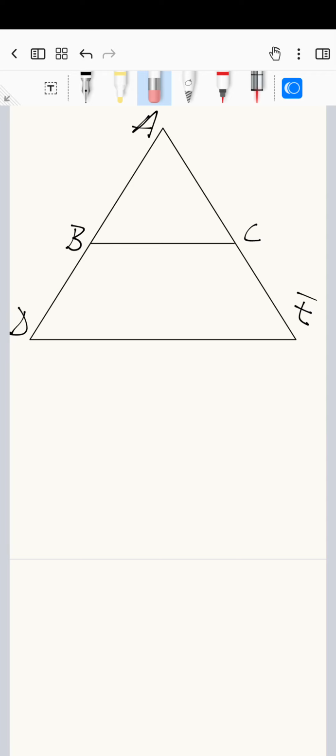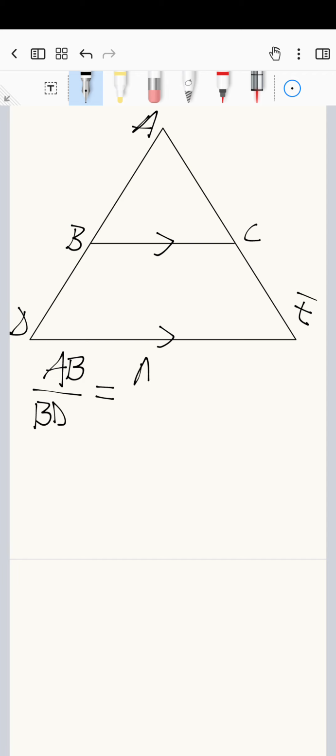Right, grade 12. So we are back with some quick math. We are proving the proportionality theorem. What is the proportionality theorem? It tells us that in our triangle above, if these lines are parallel, then AB divided by BD would equal AC divided by CE.